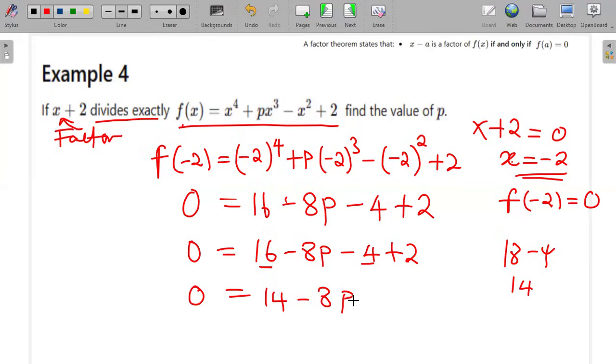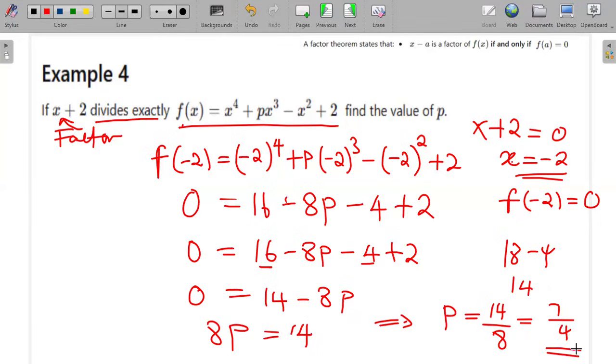Okay, so I want to find the value of p. So I can get the minus 8p to the other side. That would be positive 8p is equal to 14. Divide both sides by 8, that would be p is equal to 14 over 8. Divide by 2 here, 7, and divide by 2 here, that would be 4. So the value of p is actually 7 over 4. Okay, so any questions there?